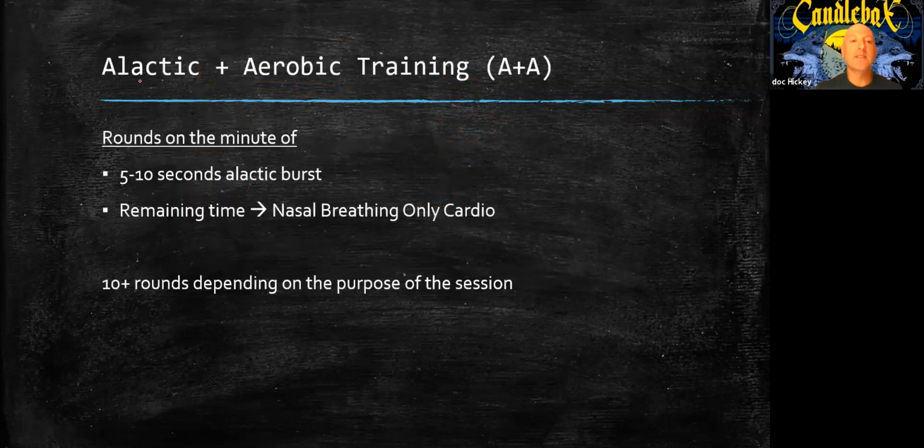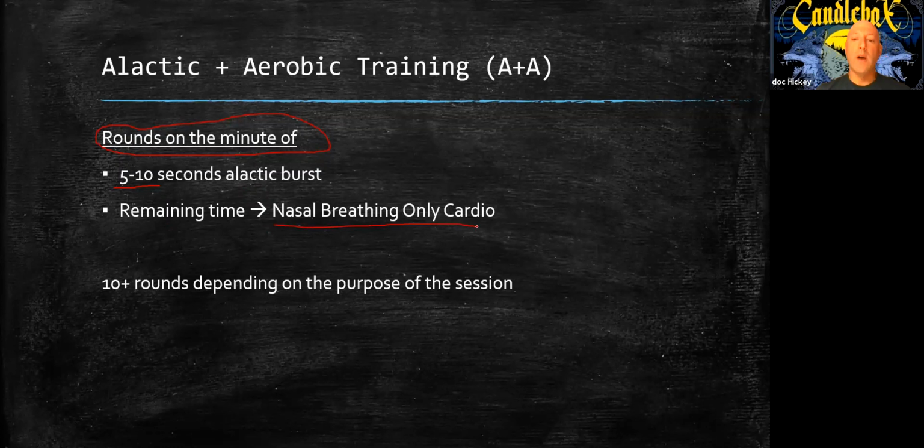So let's put these together. Let's look at an alactic aerobic training method, or an ANA training protocol. What we're going to do is rounds on the minute. So at the top of every minute, we're going to do anywhere from a 5 to 10 second alactic burst. And the remaining time, nasal breathing only cardio.